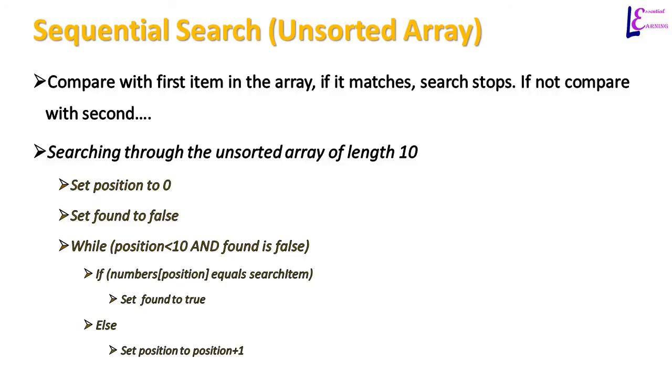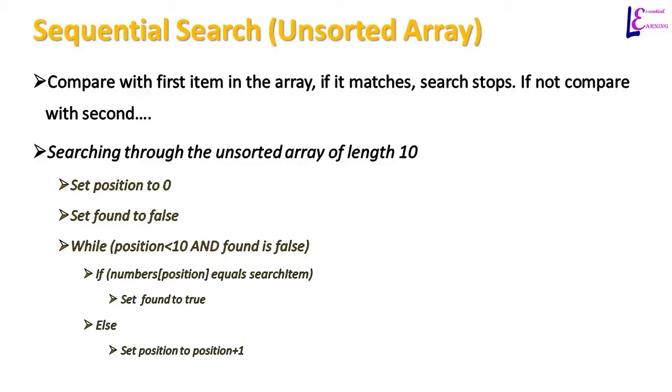Sequential search is pretty straightforward. Starting from the first element of array, each element is visited until search becomes successful or null value is returned. In other words, search item is compared with first item. If it matches, search stops. If not, compare with second. This process continues. Following algorithm demonstrates the process with unsorted array numbers of length 10.